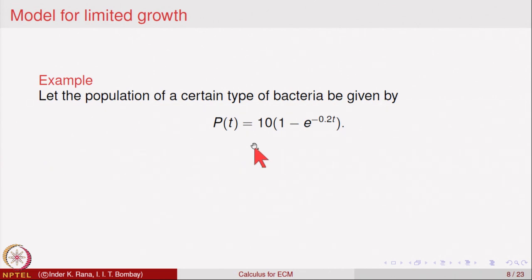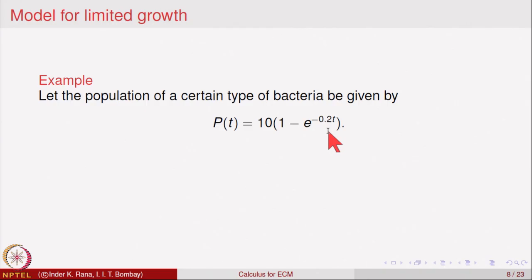So, now what is happening? Let us observe that as t increases, 0.2 t is going to increase, but there is a negative sign. So, e raised to that power is going to decrease. As t increases, this quantity is going to decrease, because e raised to power minus something is the same as 1 over e raised to power 0.2 t. As t increases, the denominator will increase. So, 1 over that will decrease. So, this is going to decrease, and what is it going to decrease to?